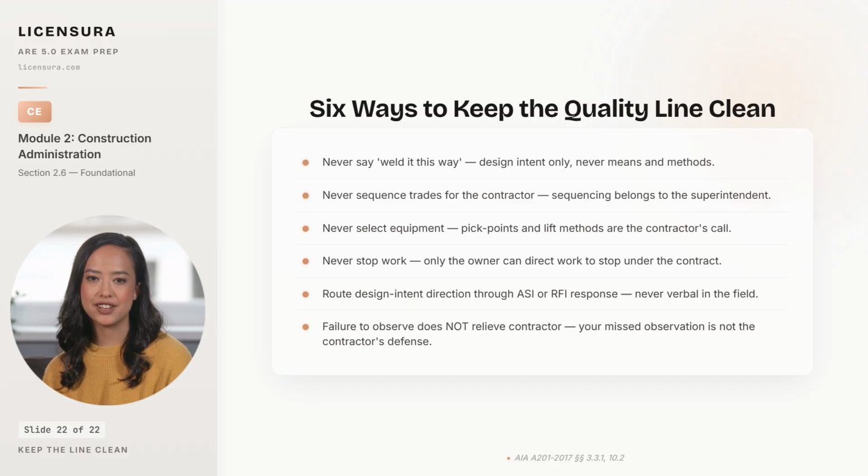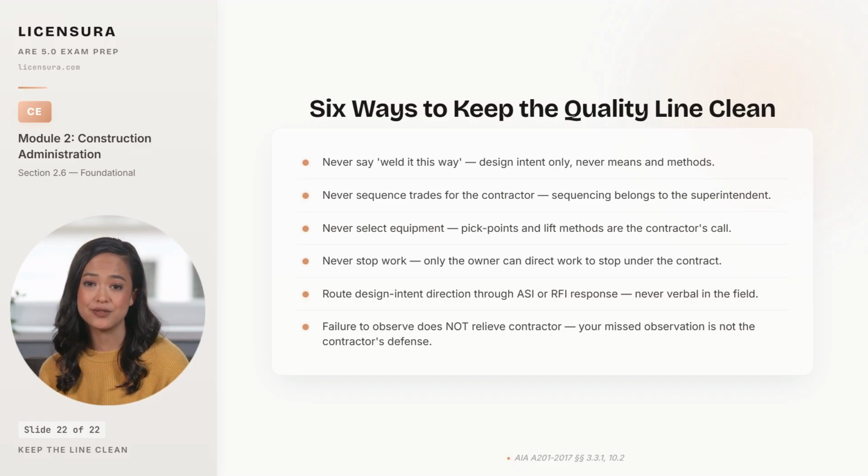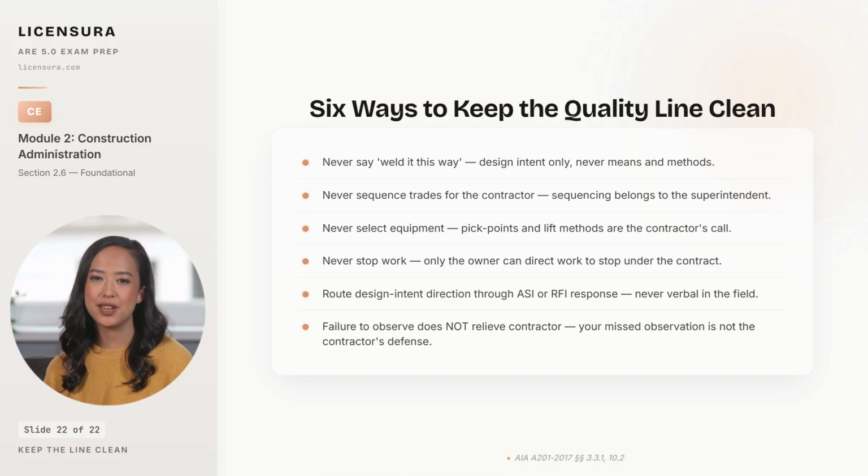Fifth, route design intent direction through an ASI or an RFI response, never through a verbal exchange in the field that nobody can reconstruct 2 years later in a deposition. And sixth, remember that the architect's failure to observe non-conforming work does not relieve the contractor of the obligation to correct it. The architect's observation is a service to the owner, not a service to the contractor. And the contractor cannot use the architect's missed observation as a defense to the contract requirement to build per the documents. Pulling the line together leaves one rule that holds the architect's professional liability position for the entire CA phase.